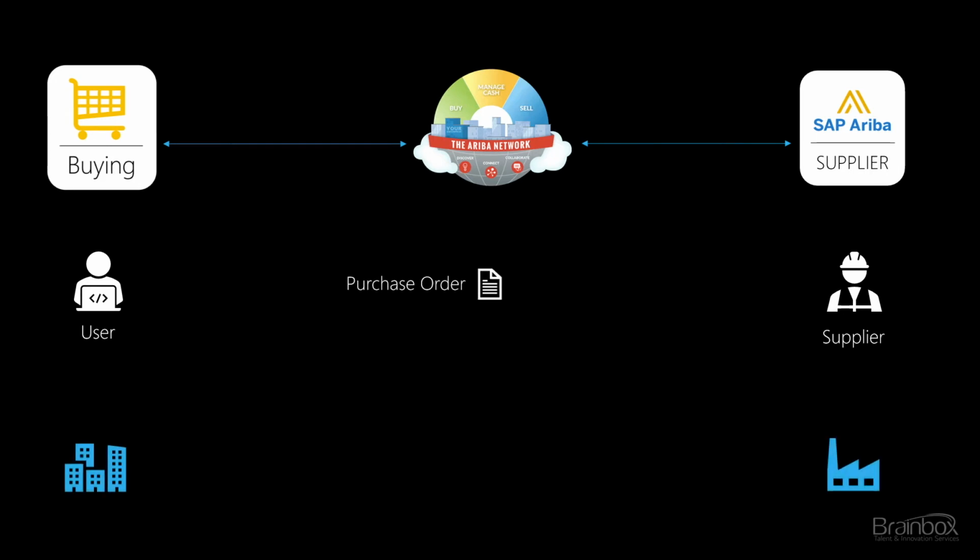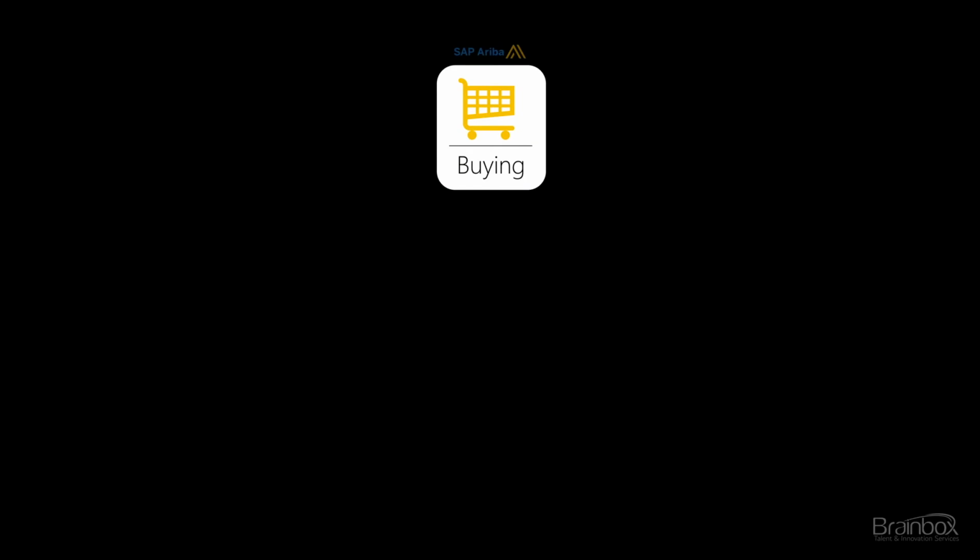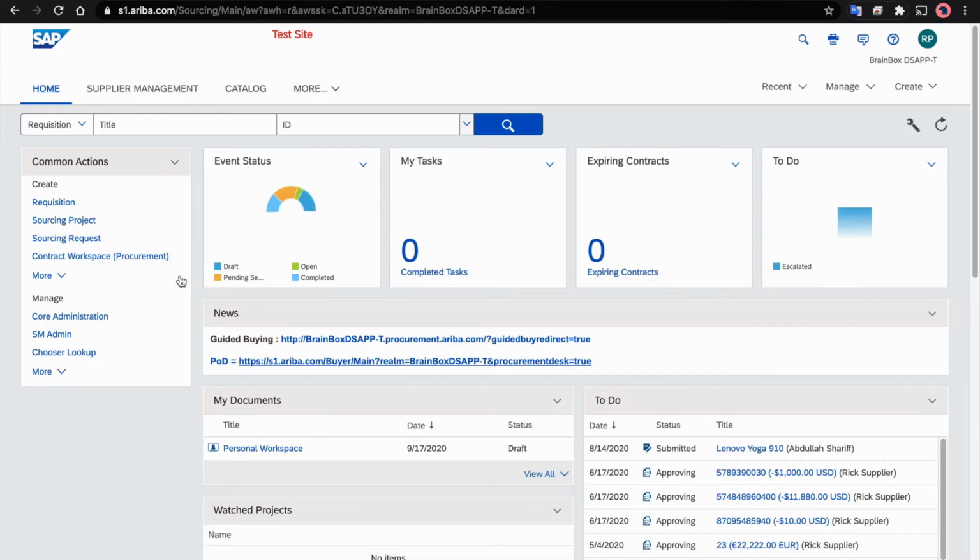The buyer creates a purchase order based on his requirements. The selected supplier for the purchase confirms the order and sends an advance ship notice, which will have the delivery information. Once the ordered goods are shipped to the buyer location, the buyer creates a receipt and the supplier creates an invoice acknowledging the shipment. Let's proceed by creating a purchase order in the actual buying solution.